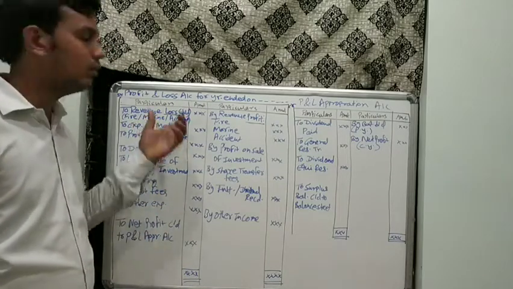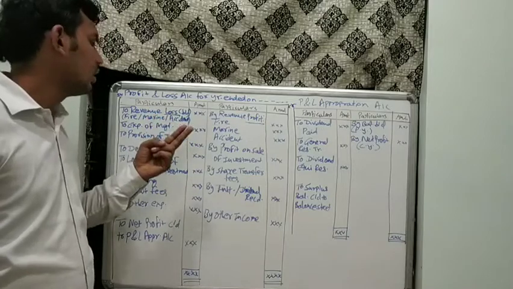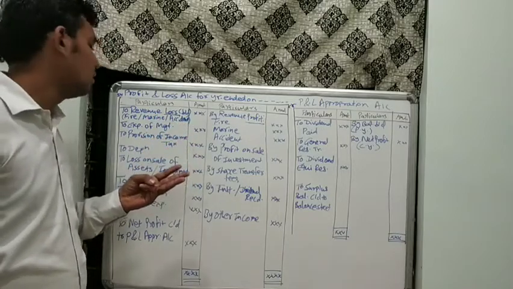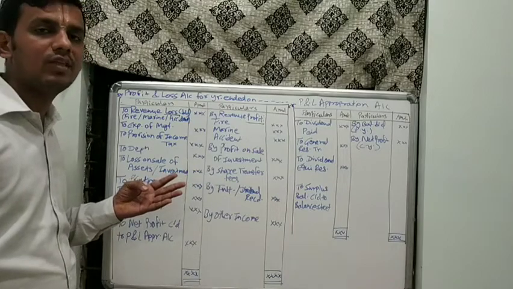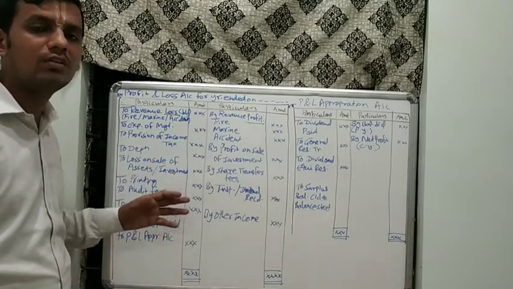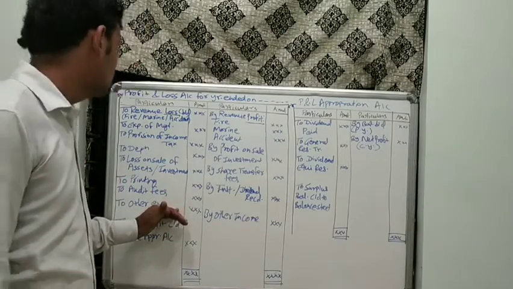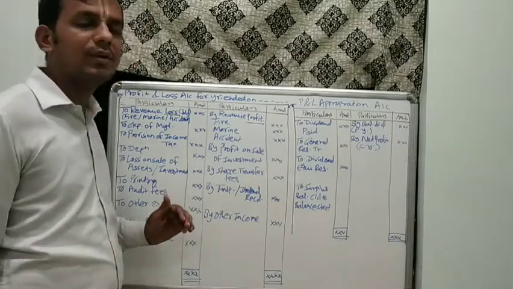So the first thing would be revenue loss, then expenses of management, then provision for income tax, then loss on sale of investment, depreciation, or any other expenses which have been mentioned in the question are to be taken into the debit side of the P&L account.